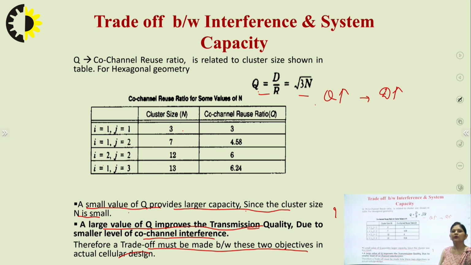So when the cellular design is to be done, this has to be taken care of. If you keep on increasing the capacity, then the co-channel interference will increase. But if you have a large value of Q, then the system capacity will decrease. So a trade-off should be there between the two.